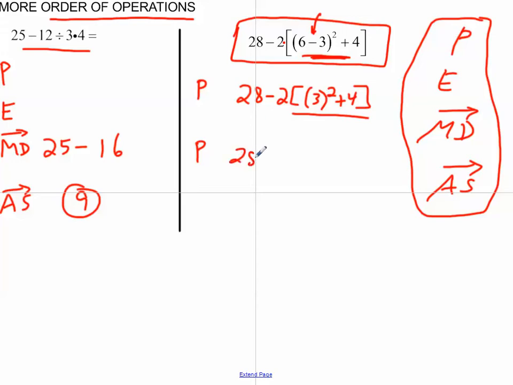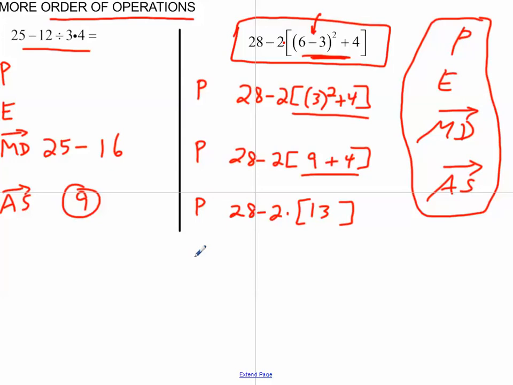28 minus didn't change. 2 times didn't change because, again, that's multiplication. 3 squared is what we have to simplify now. 3 squared is 9 plus 4. And now we're kind of to the parentheses here. We're simplifying the parentheses, this parentheses still. So we're still at parentheses, 28 minus 2 times 9 plus 4, 13. We could put brackets around it. And I try to, again, keep things in columns. Now that we've got parentheses all cleared out, the 13 is about as simplified as we can get it.